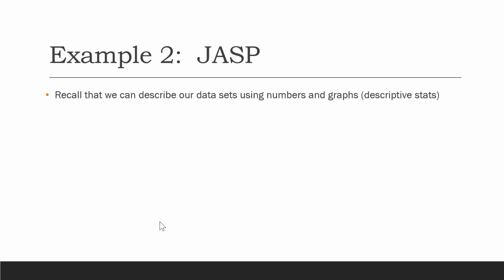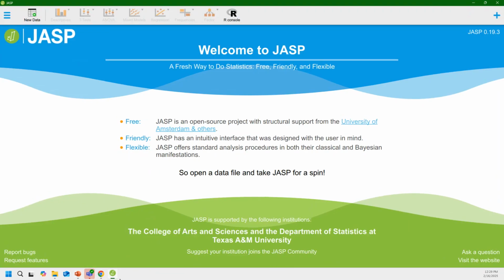And so I know the first part of our course, we talked about the different types of numbers, tables, and graphs that we can make to describe what we see in our sample. Whenever you're doing a research study, you always want to give your descriptive statistics. So remember that stuff. I'm going to go to JASP just as a reminder.